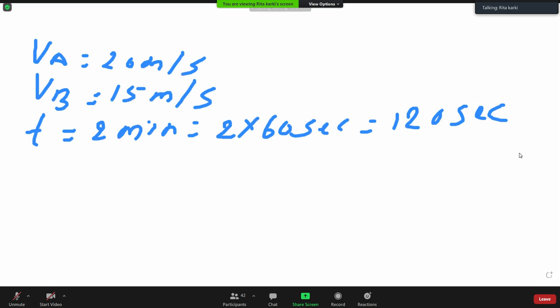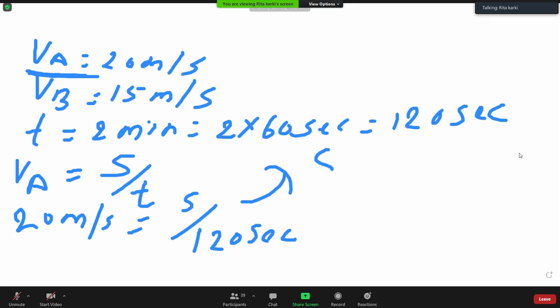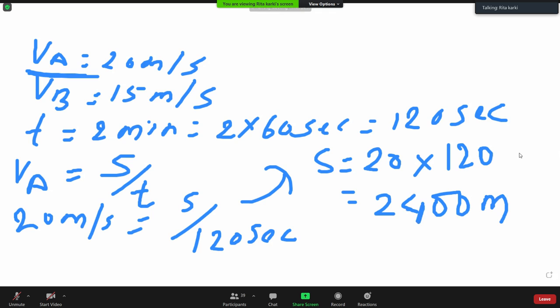We need to apply the formula of what? Velocity, and calculate the distance traveled by each of the vehicles separately. So first of all, we need to find out the distance traveled by vehicle A. For that, VA, that is velocity produced by the first vehicle, is equal to total distance traveled by the first vehicle upon total time taken, which is 20 meter per second is equal to S upon 120 seconds. So distance traveled by the vehicle is 20 into 120, that means 2400 meter towards the east direction. Clear? Clear up to here? Yes, ma'am.